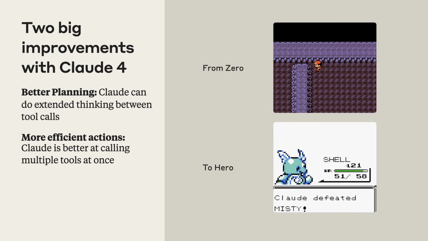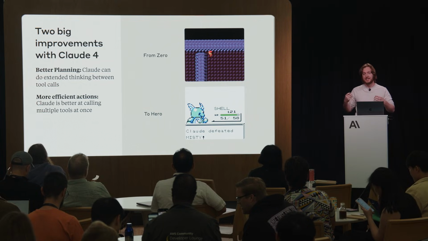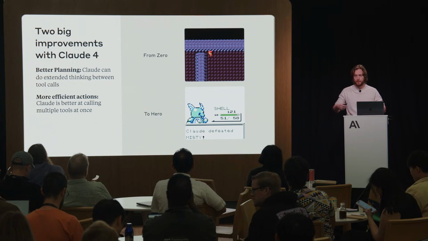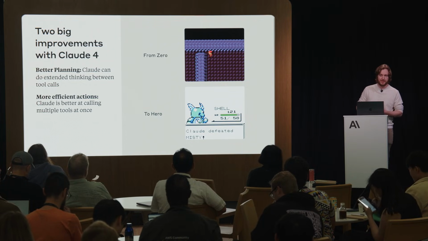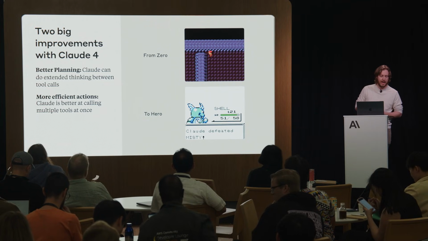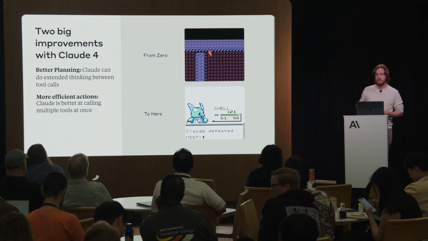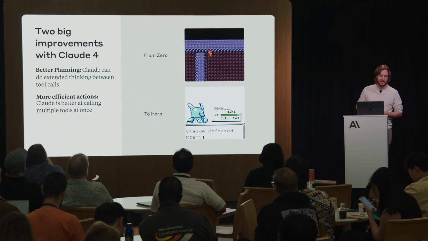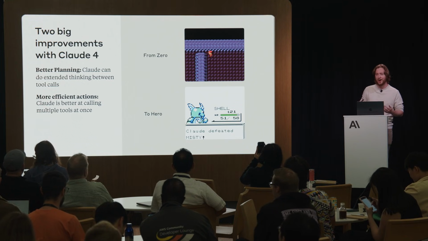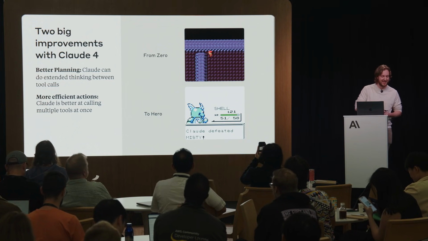So let's talk about those two big improvements we talked about with tool calling in Claude 4. The first is improved planning. By being able to use extended thinking mode between tool calls, you are now able to see the model actually break down, build plans, step back, reflect, question its assumptions between tool calls. And by calling multiple tools at once, the models will be more efficient when acting as agents. This has a practical impact in Pokemon that we also didn't get to see.